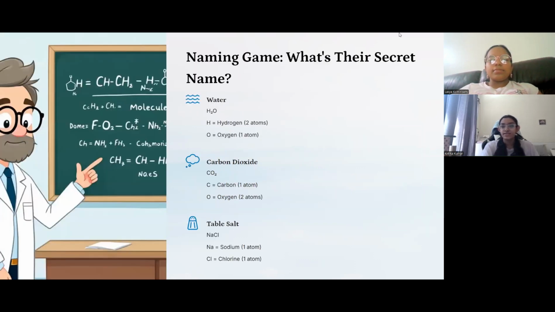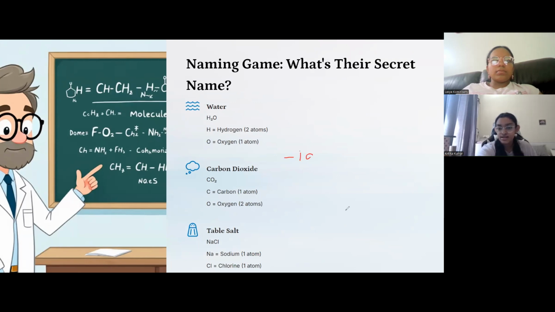Now let's get into the naming game. What's their secret name? So we know water is H2O, made of two hydrogen atoms and one oxygen atom. So we call this water, but it can also be called dihydrogen oxide. And why is that? Because di means two, and this is hydrogen. So two hydrogen would be dihydrogen, and then for oxygen we have oxide. And remember, every single one of these is going to end with ide. So whatever it is, it's always going to end with ide.